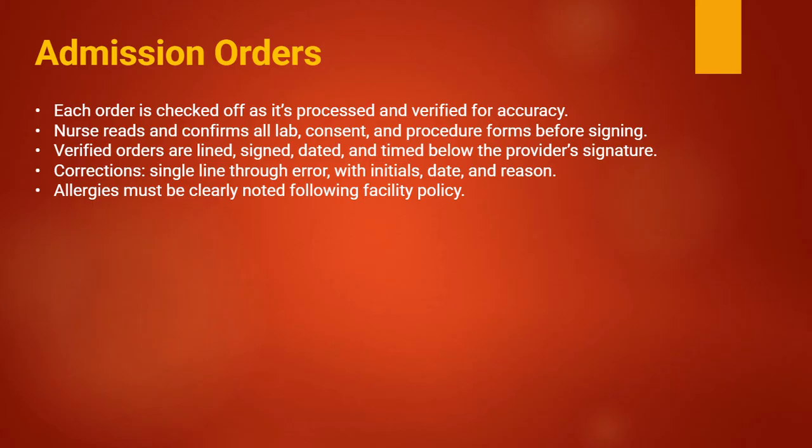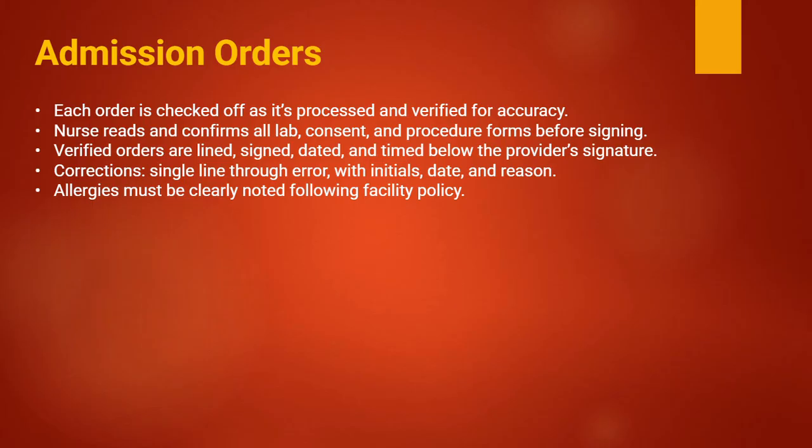This step-by-step verification prevents omissions or duplication of orders. The nurse should carefully read each lab slip, diagnostic request, and consent form to make sure the patient's information is correct and that nothing is missing. If any discrepancies are found, such as missing dates, incomplete physician signatures, or unclear instructions, they must be corrected before proceeding. Once all orders are verified, the nurse draws a line along the left margin of the completed orders to show that every item on the page has been checked.